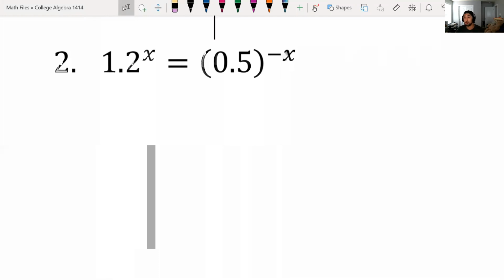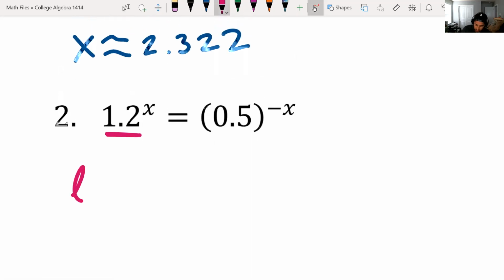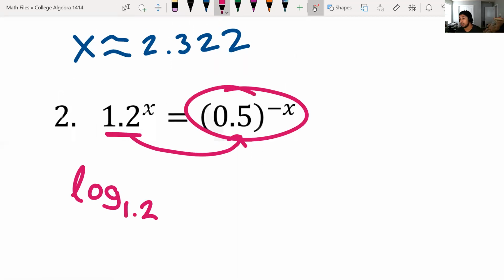from exponential to logarithm. So pay close attention. This is no different than what we did above. There's just more terms to deal with. So we'll use the left side. The 1.2 is the base we're going to use for our log. So this means that we're going to get log base 1.2 of the outside number. This whole thing is considered the outside number.